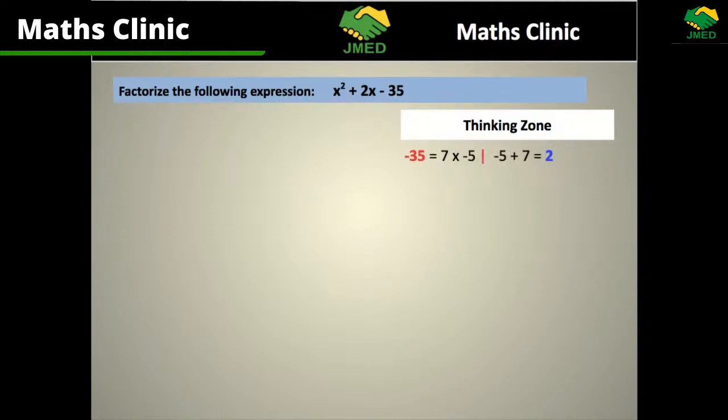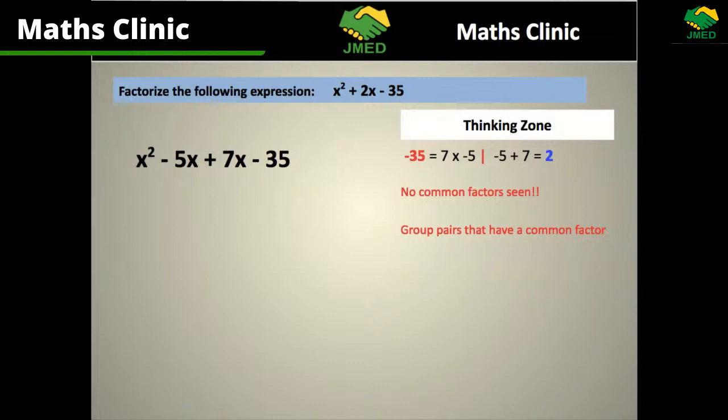Now, the two numbers we're looking for are positive 7 and negative 5, because 7 times 5 is 35. So 7 times negative 5 is negative 35. And minus 5 plus 7 is a positive 2. So there's a little bit of thinking here. So we rewrite the expression, x squared minus 5x plus 7x minus 35. No common factors are present. We've done that check. We group the pairs that have a common factor.